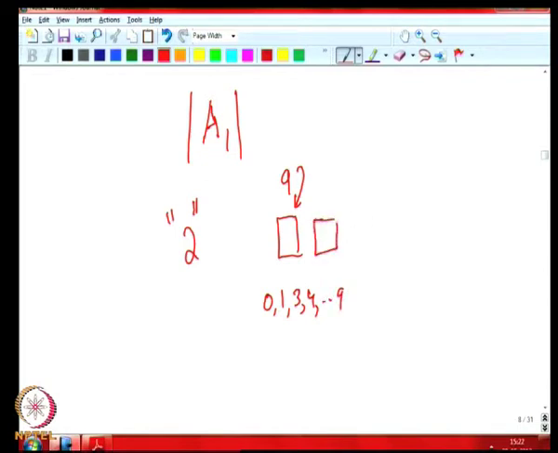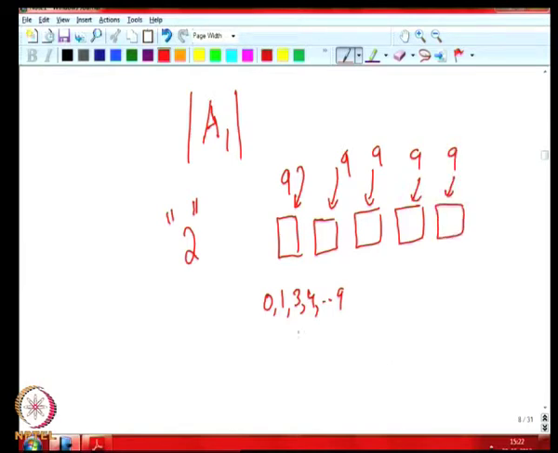Similarly, for the second digit position also we have 9 choices, third digit position also 9 choices, fourth digit position also 9 choices, and fifth digit position also 9 choices. Clearly, because now 2 is not allowed, we can never write 2 here or here or here. None of the 5 digits can be 2. We can only use 0, 1, 3, 4, 5, 6, 7, 8, 9. Only 9 of them. So, the total number is 9 raised to 5. So, the cardinality of A1 is 9 raised to 5.